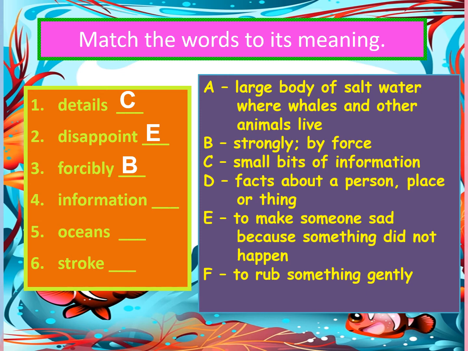Okay, I'll give you a few seconds to think about the answer in number 4. Information. Come on, try to think about the answer. Don't just wait for me. Okay, excellent. The answer is letter D. Facts about a person, place, or thing. You're doing great. Number 5, oceans. That's very easy for you. Of course, the answer is letter A. How about number 6? That will be very easy for you because there is only one left. Letter F, to rub something gently.